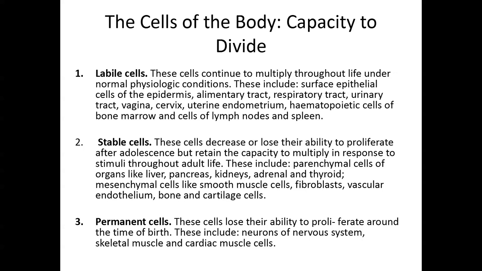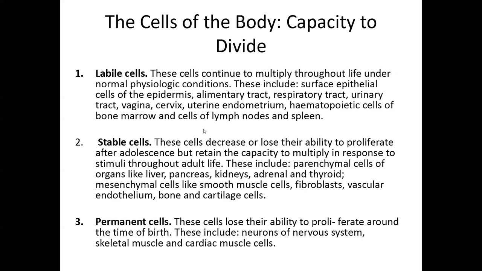So all cells of the body have various capacities to divide. And we can recognize labile cells. These cells continue to multiply throughout their life under normal physiological conditions. These include surface epithelial cells of the epidermis, digestive system, respiratory tract, urinary system, vagina, cervix, uterine endometrium, blood cells, bone marrow cells, cells of lymph nodes, spleen.